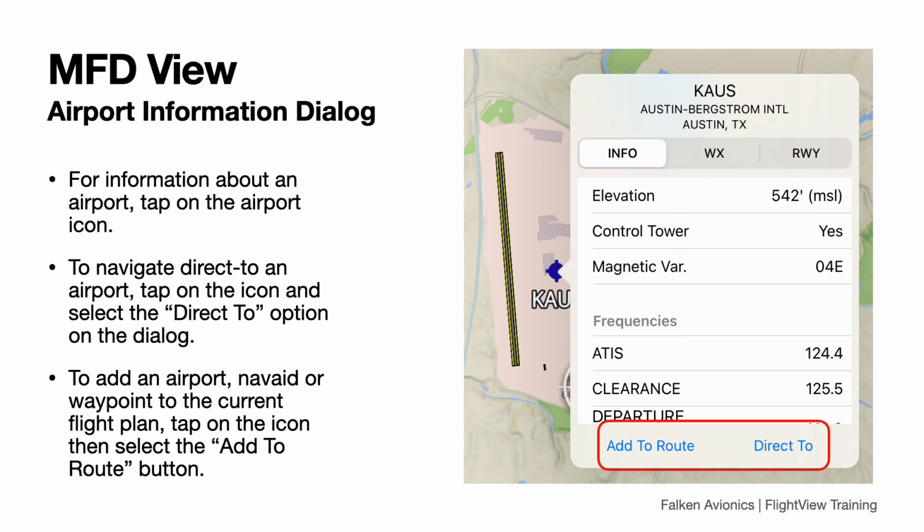Remember that airport icons are active. You can tap them for details, which are provided by the Airport Information popover. It includes 3 tabs, one for basic airport information, another covering weather if available, and a third for runways. The Airport Information dialog also allows you to either add the airport to an existing course or plot a direct-to course to the airport using the buttons at the bottom.